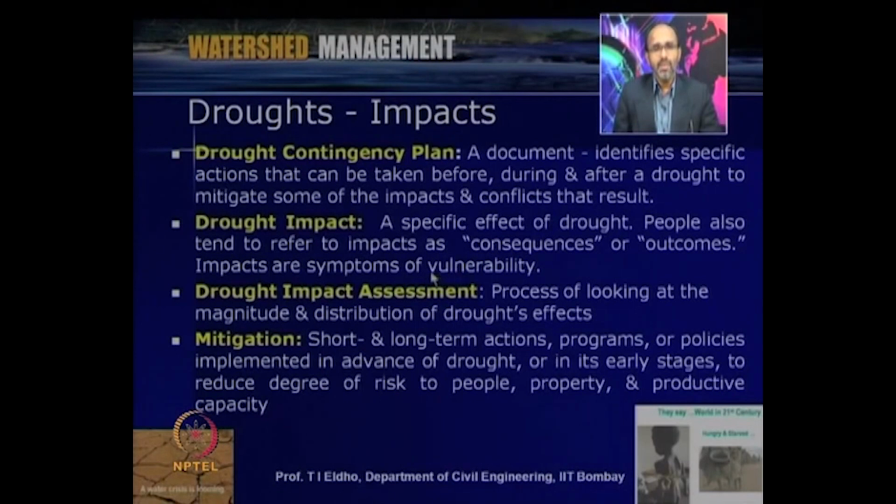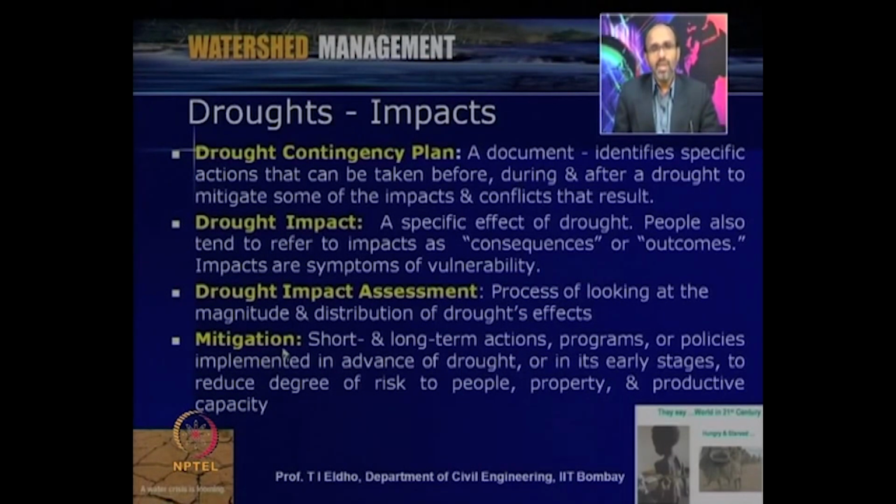So, impacts are symptoms of vulnerability. As we discussed, we can identify the vulnerable areas due to the droughts, and then based upon that we can assess the drought impacts. Drought impact assessment is the process of looking at the magnitude and the distribution of drought's effects. So, how much intensity, how much magnitude, when we look into the drought, and then what will be the effects of that magnitude, whether it is a very strong type of drought or a moderate one. Accordingly we can see the impacts, and then its effects can also be analyzed.